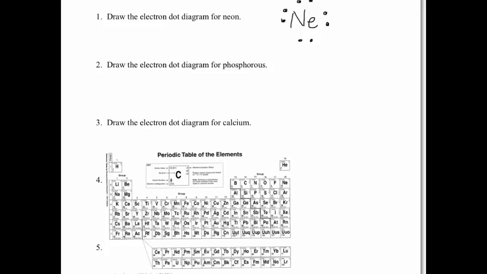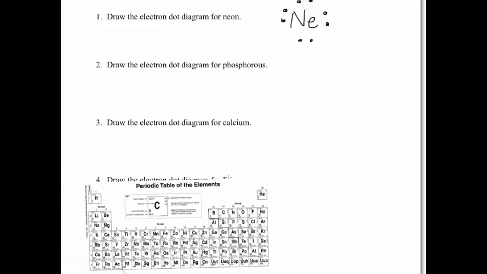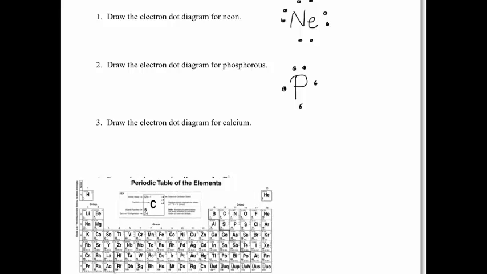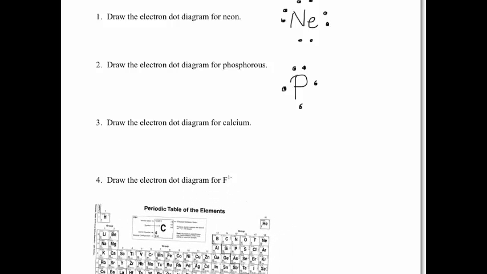Next, we're going to do it for phosphorus. Here's phosphorus here. I can barely read it. It has 5 valence electrons, so we put P in the middle. 1, 2, 3, 4, 5. Next, we're going to draw the dot diagram for calcium, and it has a valence number of 2. So we have Ca as the symbol, 2 electrons.